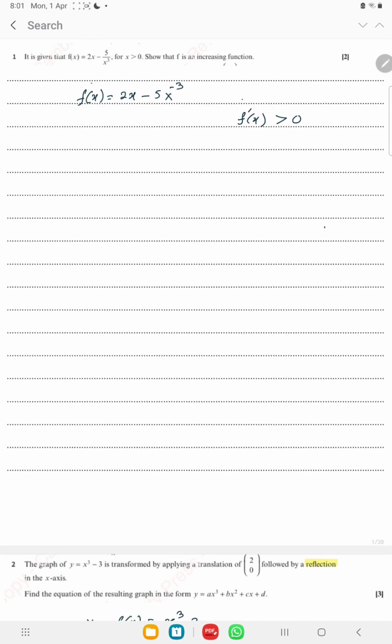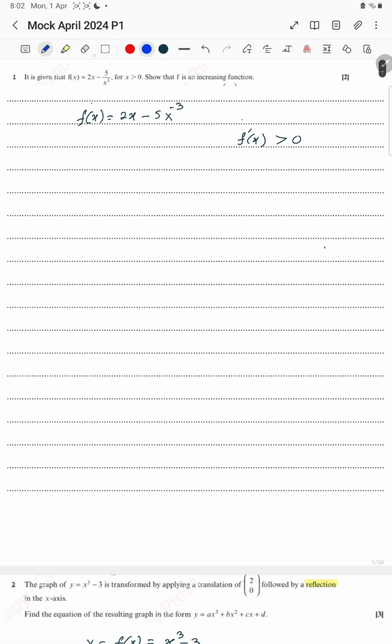Let's see. In question number 1, it is given that f of x is 2x minus 5x power minus 3. I just rearrange this one in the form. I brought the denominator of x cube into the numerator, so it becomes minus 3. For x bigger than 0, show that f is an increasing function. And we know the definition of increasing: f prime of x should be greater than 0 for all values. So here, first we have to find the first derivative of the function. That gives us f dash of x will be 2 plus 15 by x to the power 4.